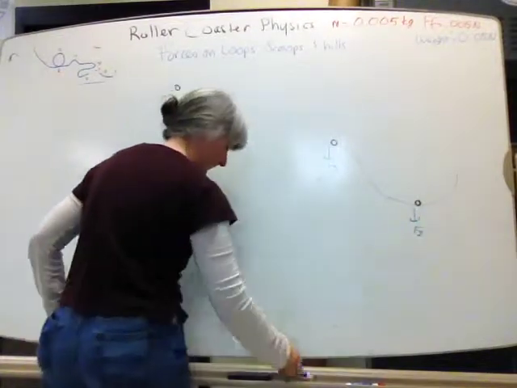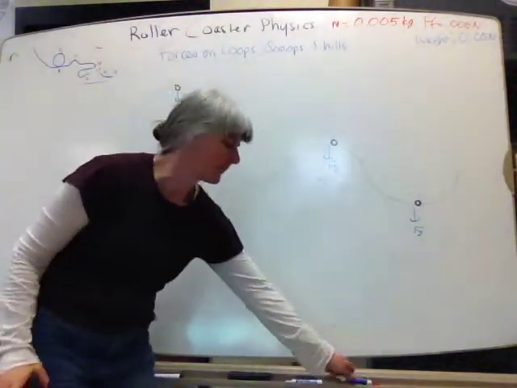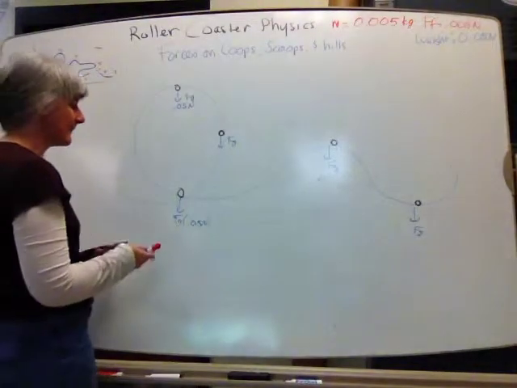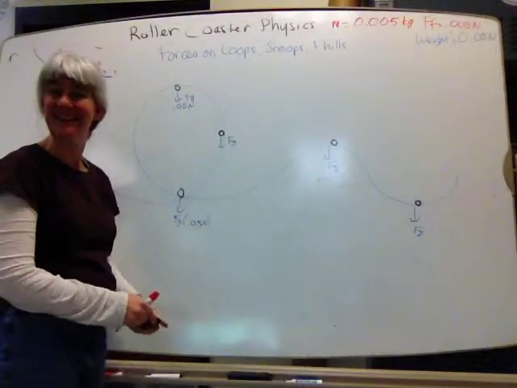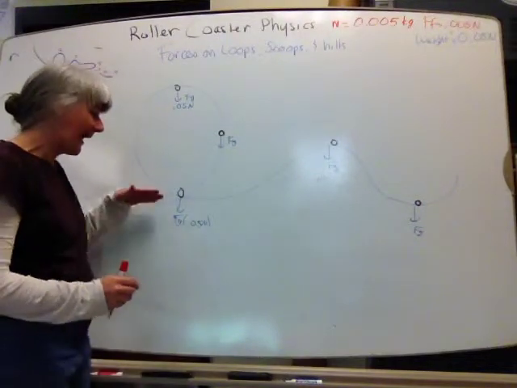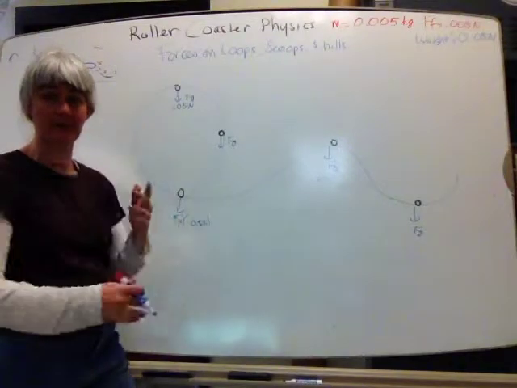All right. Now we're going to talk about normal force. That's where it gets really interesting. So let's talk first about the bottom of the loop, because I think that's the easiest to think about. At the bottom of the loop, there's going to be a normal force, and the normal force is going to be perpendicular to the loop.